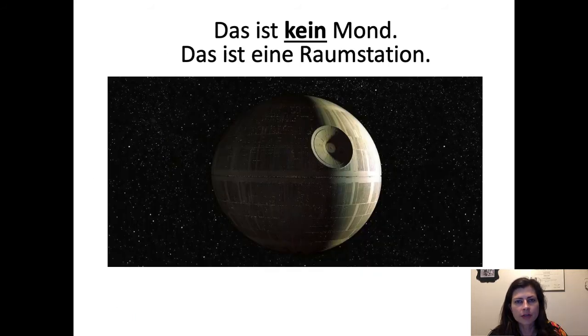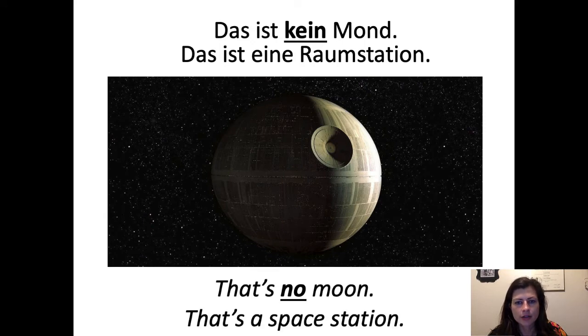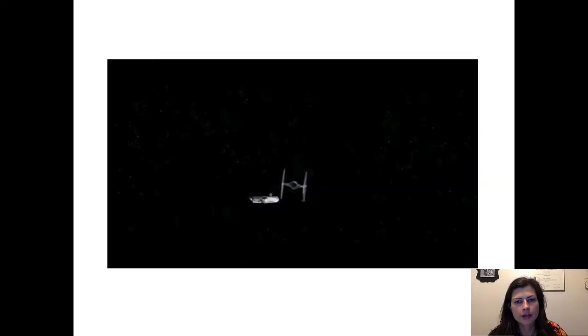And then, of course, my favorite example, das ist kein Mond, das ist eine Raumstation. That's no moon. That's a space station. Mond is masculine. That is not a moon. Yeah, and then you can watch this later if you want. It's just the scene where they say that.